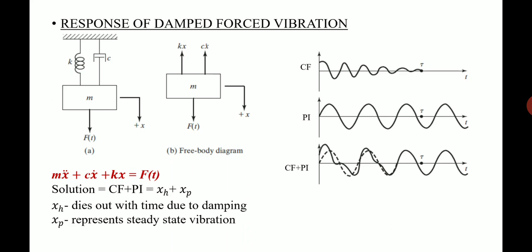We have to understand one thing: even though this is a forced damped system, the solution due to the forcing function is called the particular integral, and the solution due to the left hand side is called the complementary function. The complementary function dies out with time, but the particular integral stays until the force is removed. After some time, we can see that only the particular integral exists. This state of vibration is called steady state vibration.